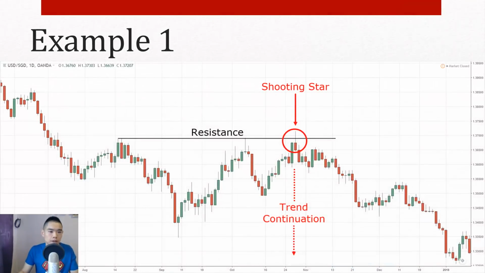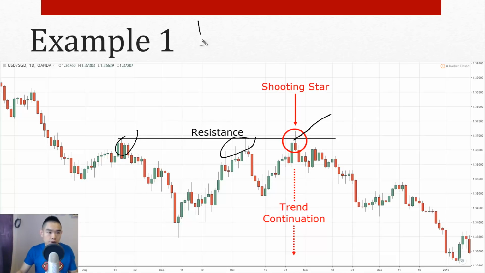Example 1. So you can see over here, I don't have the 200 MA on the chart, but needless to say, the trend is down, because you can see that the market is moving from up to down, so it's a downtrend. Then we saw that the price came into this area of resistance, where the price got rejected once, twice, and a third time. And the third time over here, you got this entry trigger.